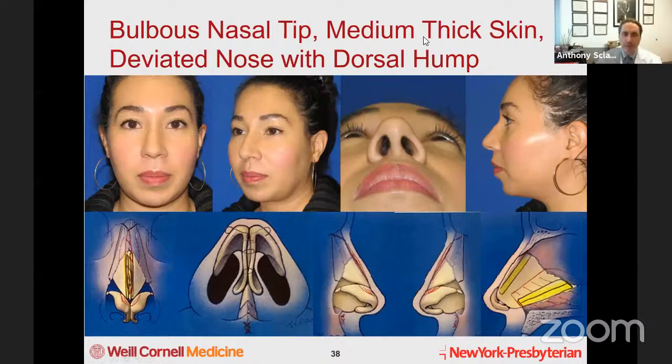Bulbous tip, medium thickness, probably a little bit thicker skin, deviated nose, dorsal hump, not that different, right? So here, she was not overprojected. She actually had a relatively acute nasolabial angle. We put some crushed cartilage at the premaxilla. She was deviated. I harvested nice long pieces of septal cartilage for spreader grafts to help me hold that dorsal septum in the midline. Did a dorsal reduction, medial and lateral osteotomies, cephalic strip, interdomal sutures.